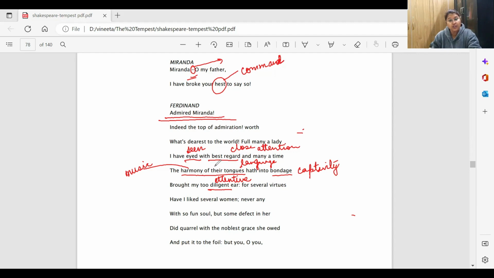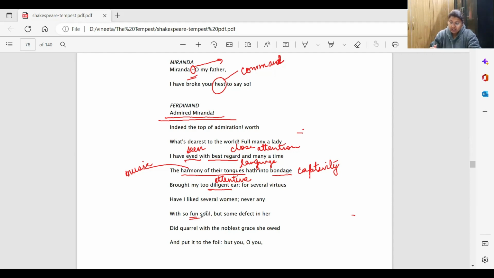For several virtues, virtues are qualities, good qualities, have I liked several women. For various good qualities, I have liked various women. Never any with so full soul. It's not fun here, it has to be full. Never any with so full soul. Full soul here means wholeheartedly. There are different women whom I have seen and heard. I have liked various women for their various qualities, but there is not one woman whom I have loved so wholeheartedly. But some defect in her did quarrel with the noblest grace she owed.